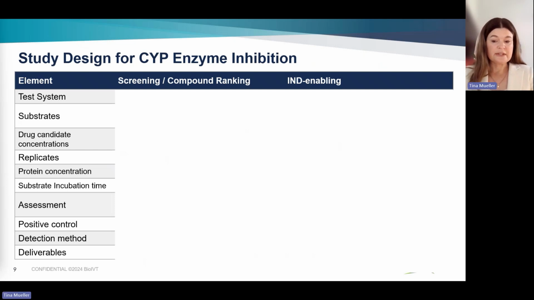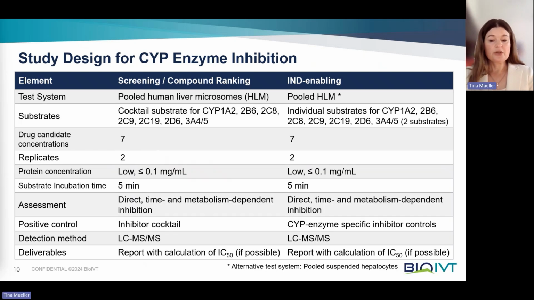There are two study designs dependent on the objectives. The first is a screening or compound ranking study, and the second type is a definitive or IND-enabling study that meets the requirement for regulatory guidance, regulatory submission. Now, starting from the top, the test system is typically pooled human liver microsomes for both study types. With that said, in certain cases, pooled suspended, or in very rare cases, plated hepatocytes may be used.